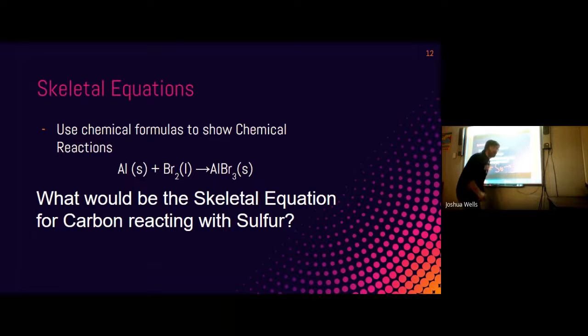We're going to put our forward or our yields arrow, meaning we're producing products. And our product in this case, and hopefully you can see that okay, is carbon sulfide, CS, and that would be a solid. If you can't see it, that's okay. I can talk you through it. But this is just a very simple equation, almost like a math problem.